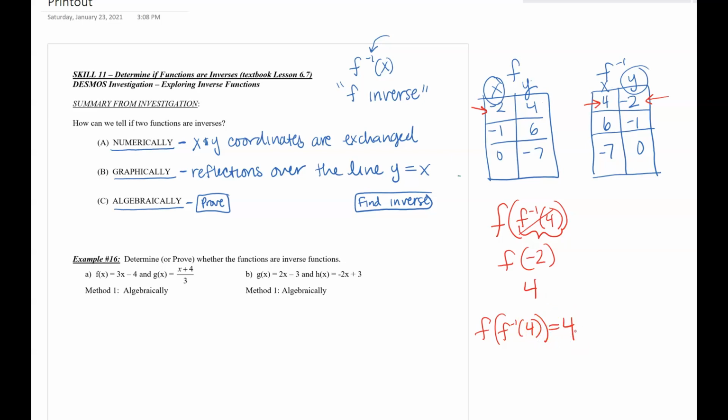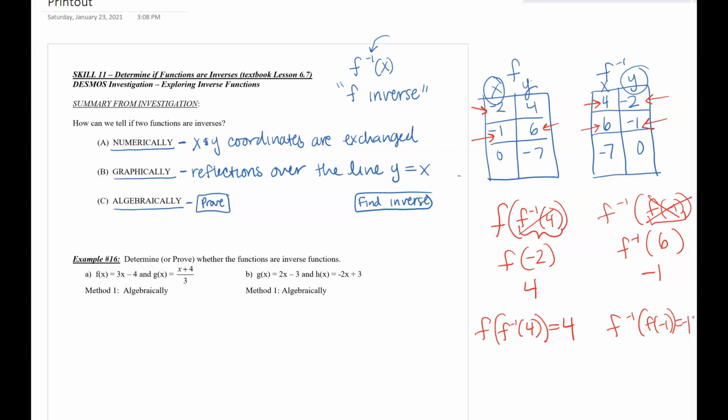Okay. Let's say we did it a different direction. Let's say we found f inverse of f of -1. Start with the f function and look at an input of -1 gives us an output of 6. So we can replace this with 6. And now go to the f inverse function and calculate f inverse of 6. When 6 is the input of the inverse function, -1 is the output. So f inverse of f of -1 turned out to be -1.